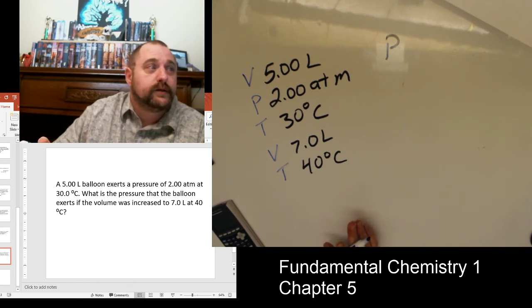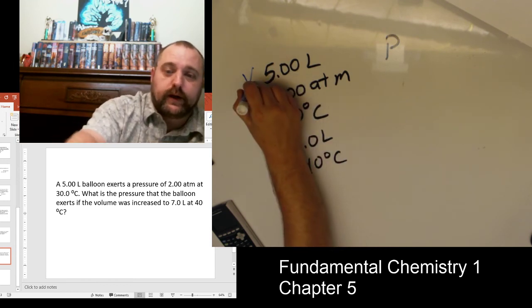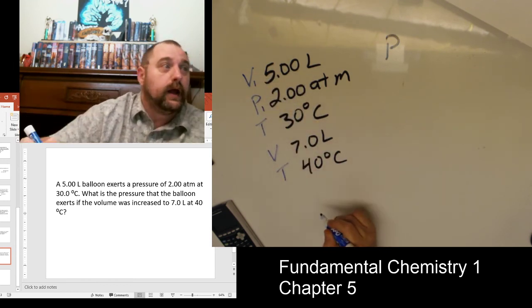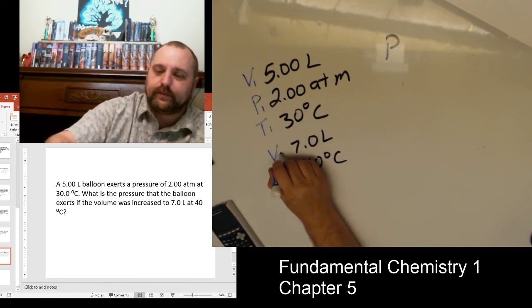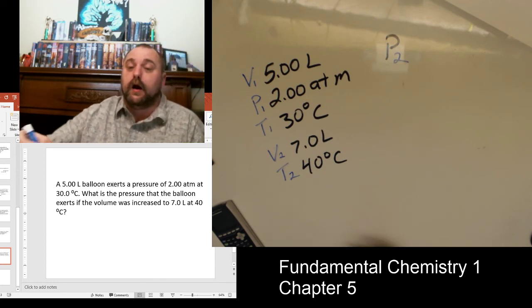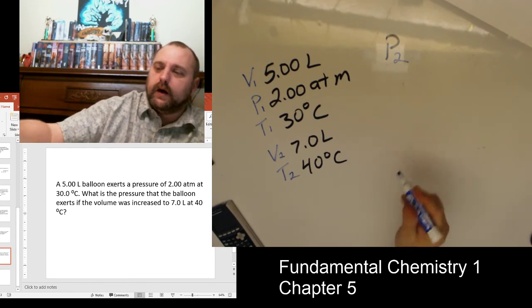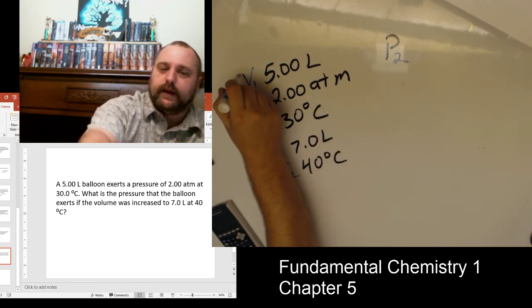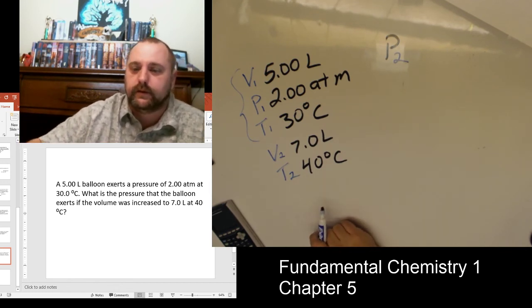So rereading the question, 5 liters has a pressure of 2 atmospheres. So those two go together. I'm going to put ones for those. And it also says at 30 degrees Celsius. So all three of those went together, and then all three of these go together. So there's my ones and my twos. They don't always give them in that order, but they usually do. As long as I keep up with which go together, and the others are separate.